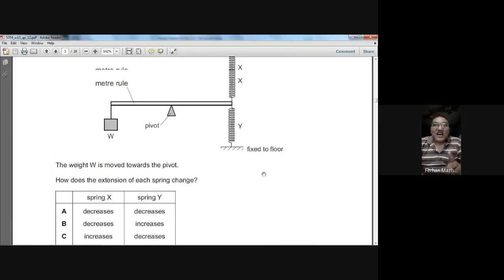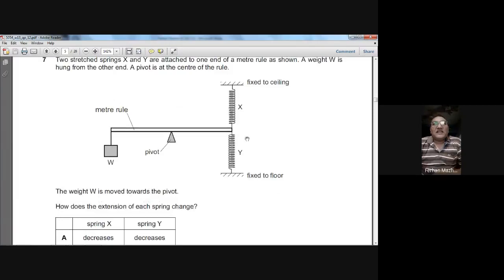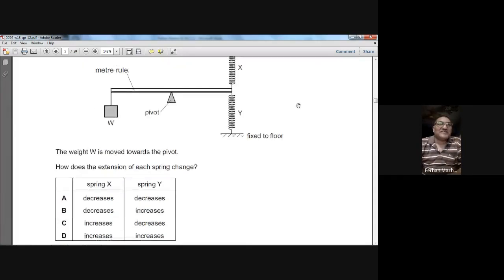When this will move down, this will move up, its extension will decrease and its X extension will increase. So for question number 7, C is the option. I hope that it is clear to you. This whole scenario is clear to you. So C is the option, sir.